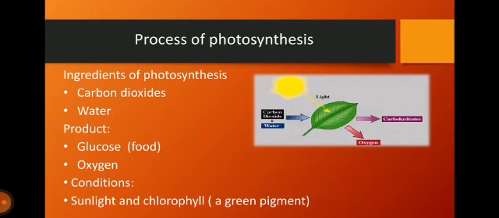The ingredients for photosynthesis are carbon dioxide gas and water. When these two are combined in the presence of sunlight, a food, that is glucose or sugar, is made by the plant and oxygen gas is given out. The conditions for this process are sunlight and chlorophyll.